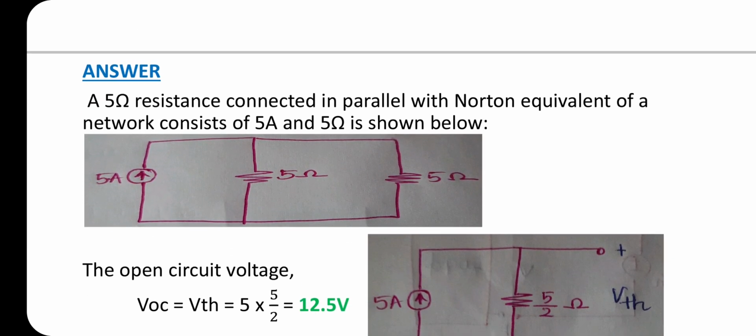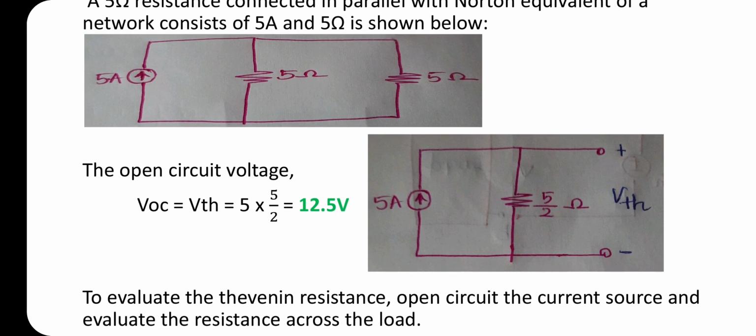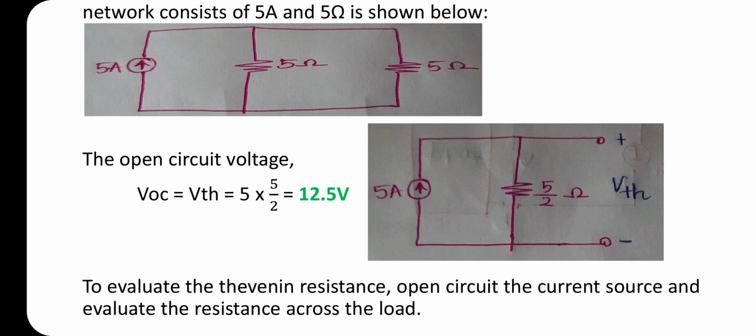A 5 ohm resistance is connected in parallel with the Norton equivalent of a network consisting of 5 ampere and 5 ohm, as shown in the figure. The open circuit voltage VOC equals VTH. It is 5 ampere current times the total resistance, which is 5 ohm parallel 5 ohm, equal to 5 by 2 ohm. Therefore, VTH equals I times R. I is 5 ampere and R equals 5 by 2, so we get VTH equal to 12.5 volt.